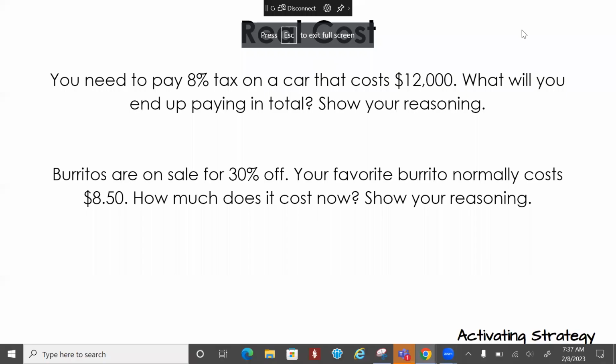All right, so you need to pay an 8% tax on a car that costs $1,200. What will you end up paying in total? Show your reasoning. Okay, so you know how you go to the store and you're like, okay, I'm gonna buy this, this, and this, and it's like $10, but then you get that sales tax. It sucks, right? Anyways, the same thing happens when you buy cars. There's a lot of different things that go into it, but how would you calculate your total cost? It's not just going to be $1,200, right? How do I calculate sales tax? Or how do I calculate tax?